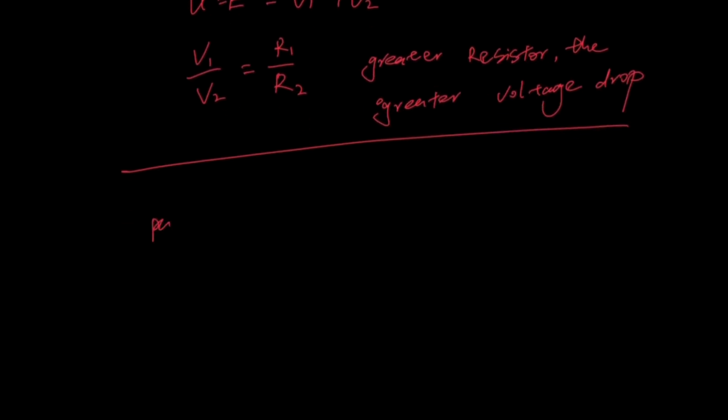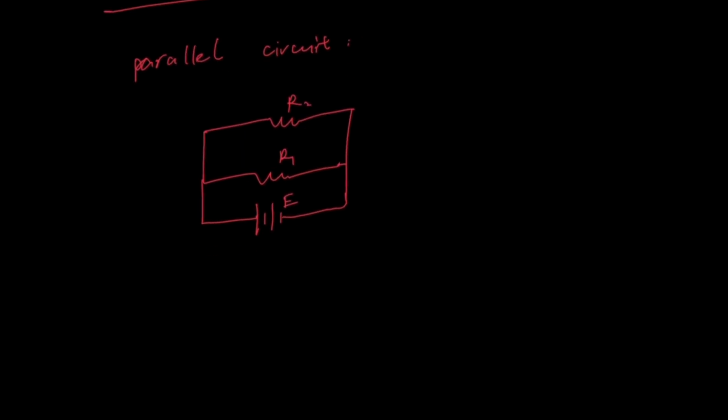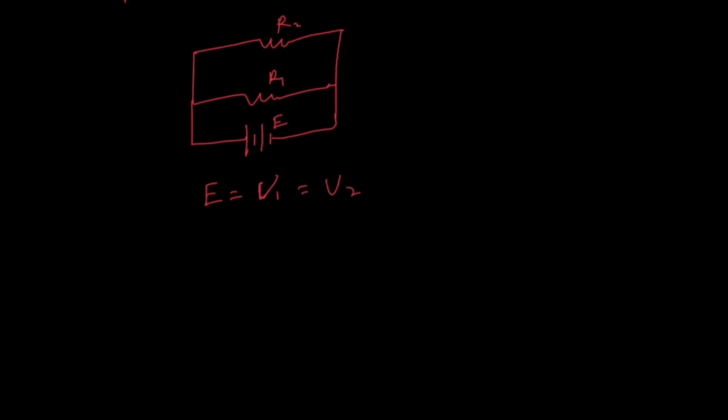So for the parallel circuit, let's say we have two resistors in parallel, something like this. We have the power source here. This is E, this is R1, R2. Since they are in parallel, the voltages are the same. E equals E, V1 equals V2.